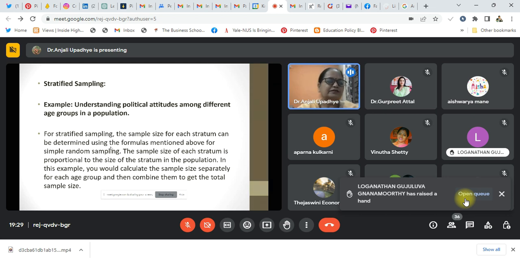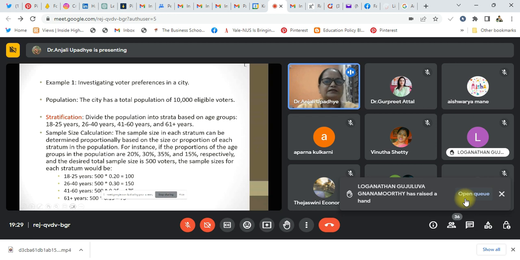Suppose we take one example: understanding political attitudes among different age groups in the population. Different age groups have different responses. So we divide the age groups into different strata, or simply different groups, and we calculate the sample size in the different groups. This is called a stratum in the population. The stratum will help you calculate the exact sample from that group very proportionately.